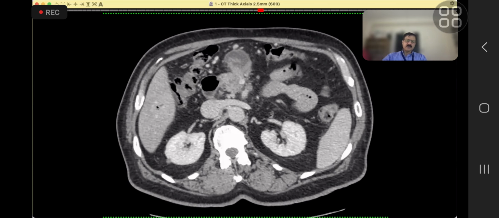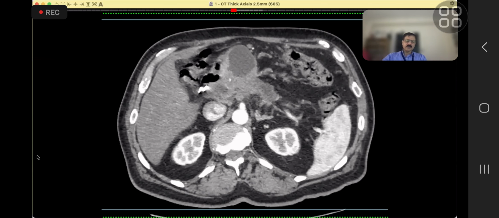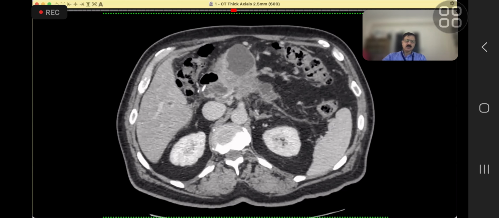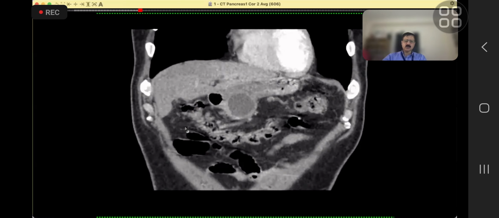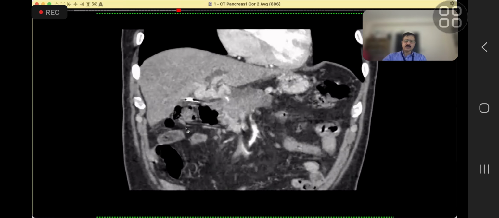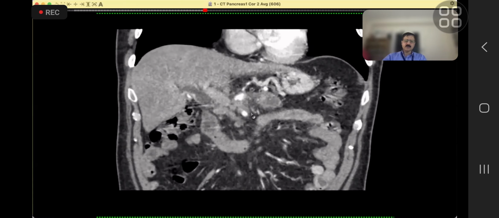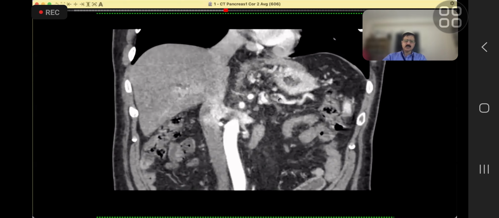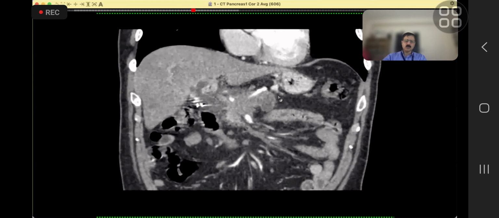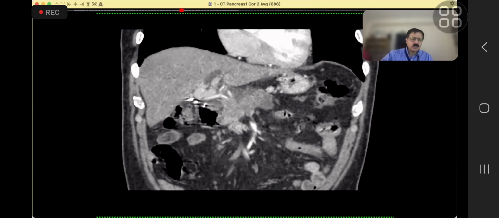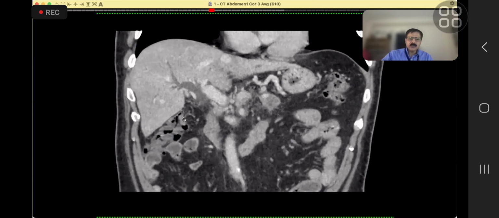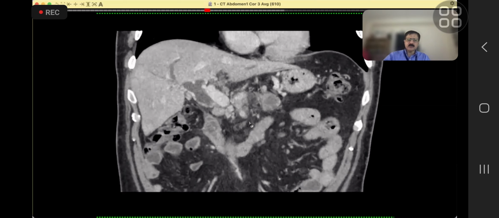It's a very good idea when you're doing your day-to-day reporting to also see it on a coronal. Pancreas should be looked at on the coronal to give you everything and confirm the findings. It will always add to what you pick up on. Just 1 second. I think I am in an arterial type of phase. Now I'm in a better phase.